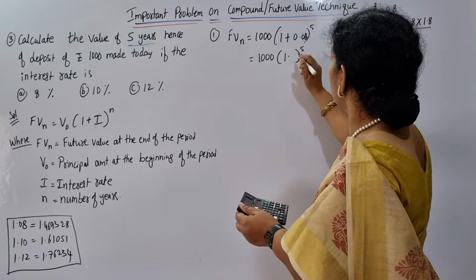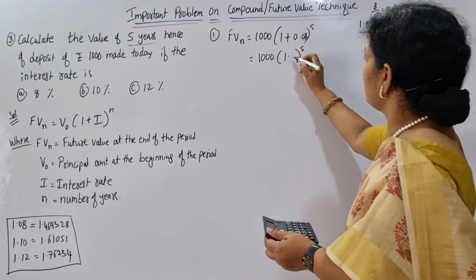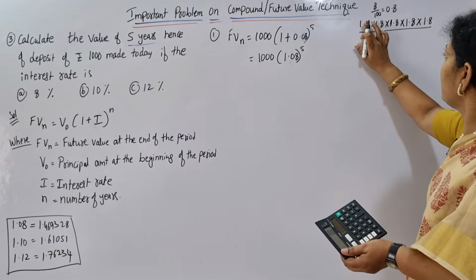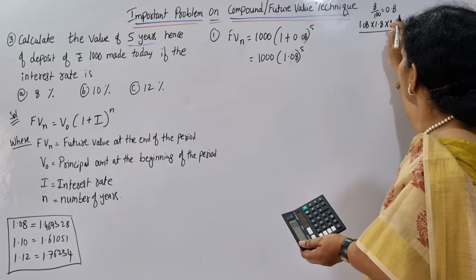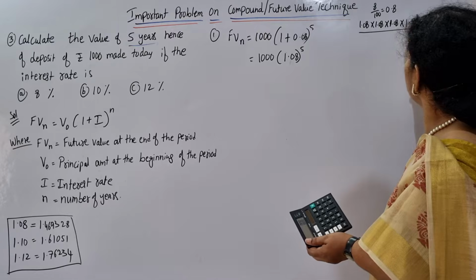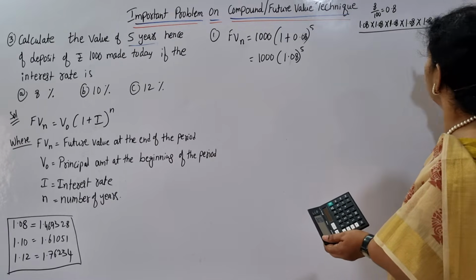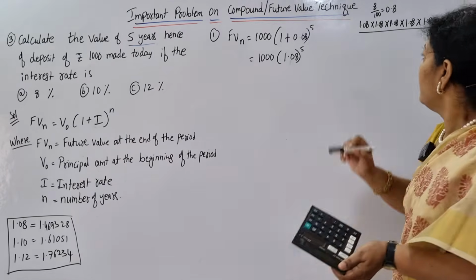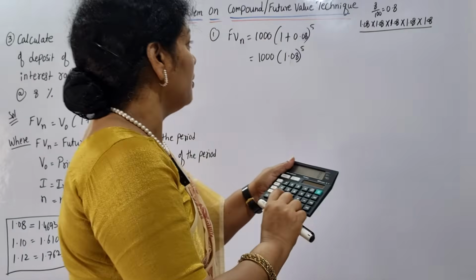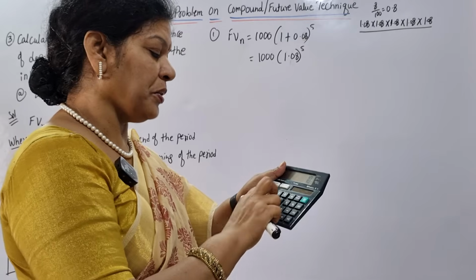It means 1.08, 1 plus 0.08, 1.08. Okay, so 1.08 into 1.08 into like this, if we calculate it, 5 times we have to calculate. If you press the calculator like this, 1.08 into 1.08, 5 times.